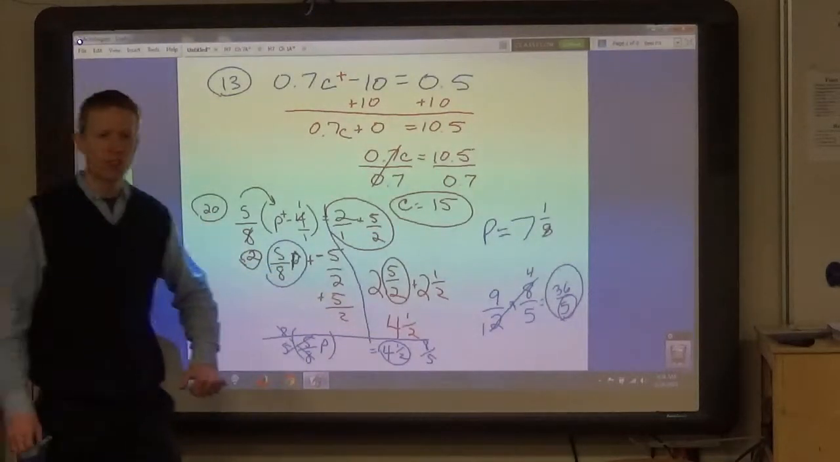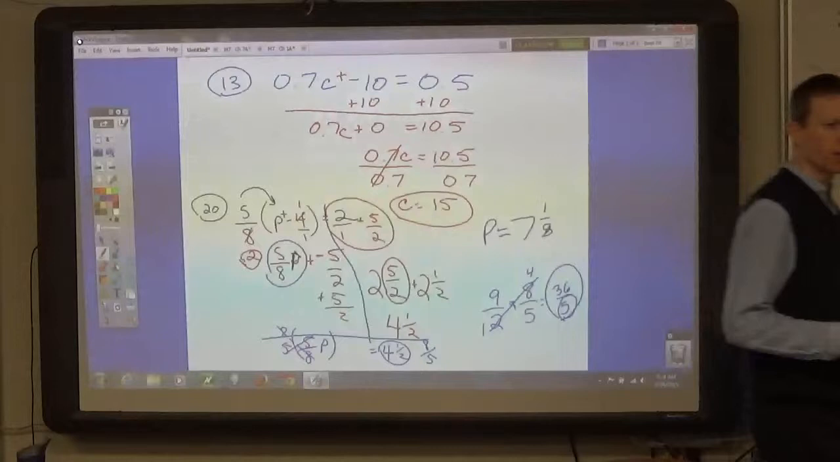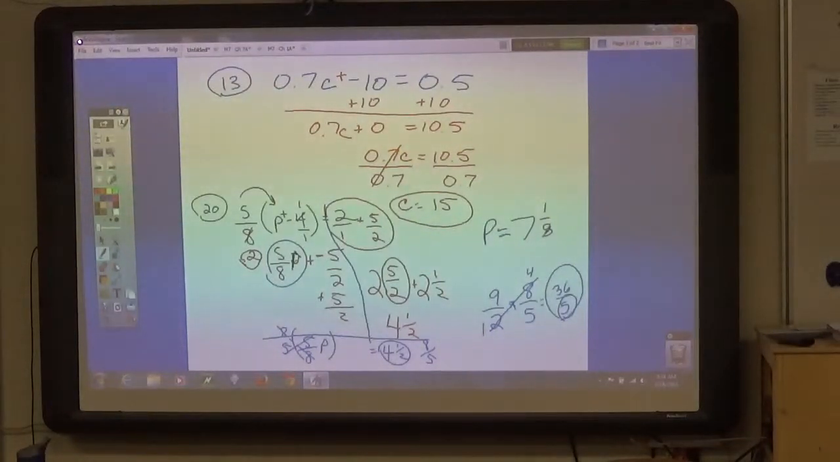Any questions on the procedure? If we have a fraction, how do we get rid of its coefficient? Multiply it by its reciprocal. Decimals, the procedure doesn't change if we're working with decimals. And then make sure that you know how to do the consecutive integer type problems.